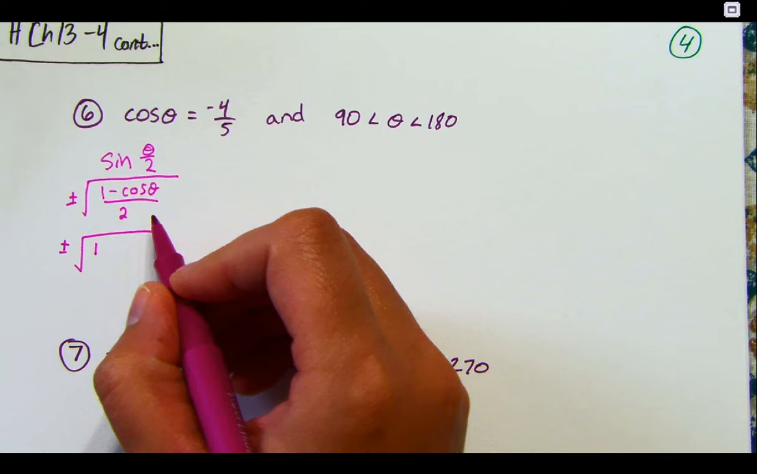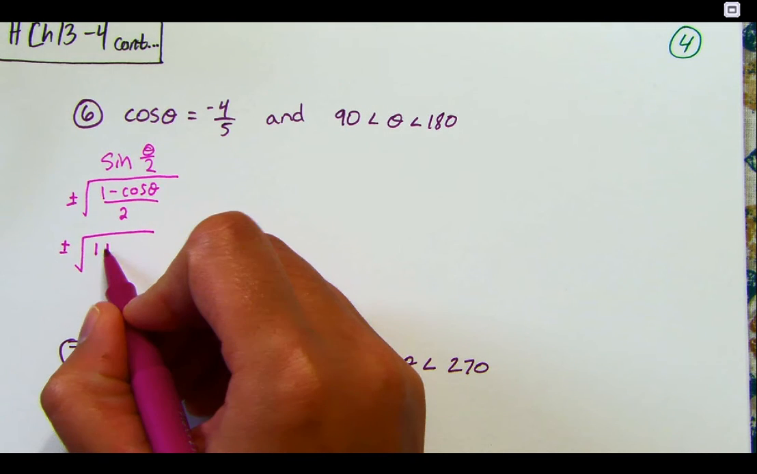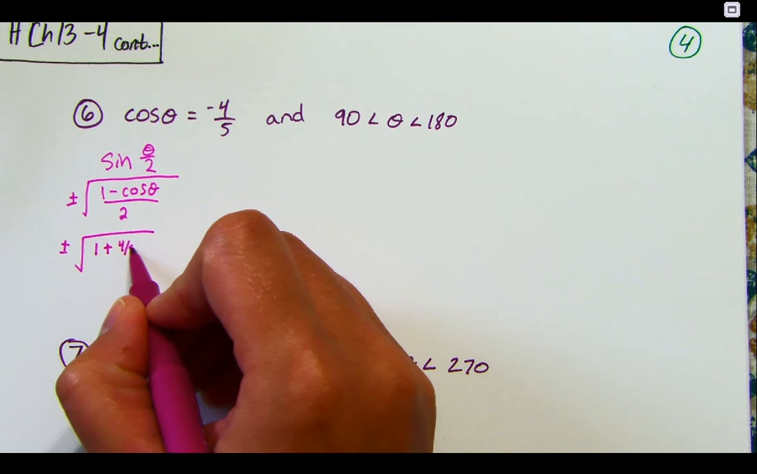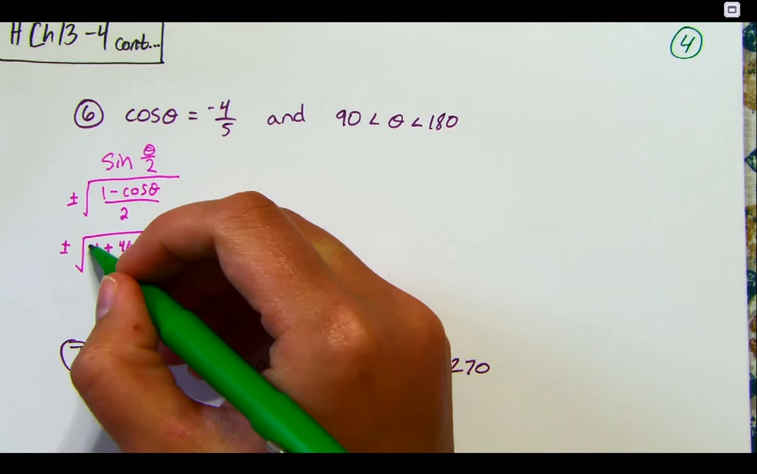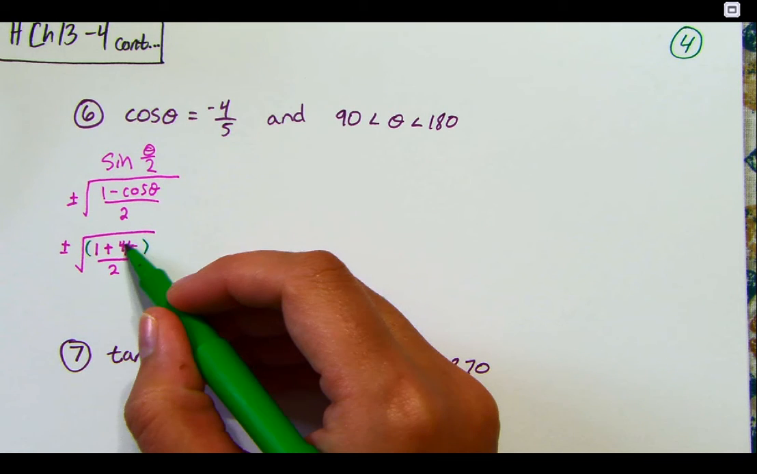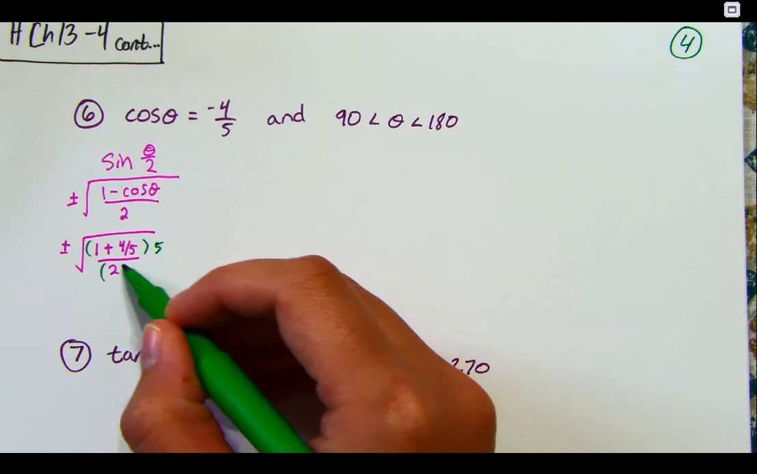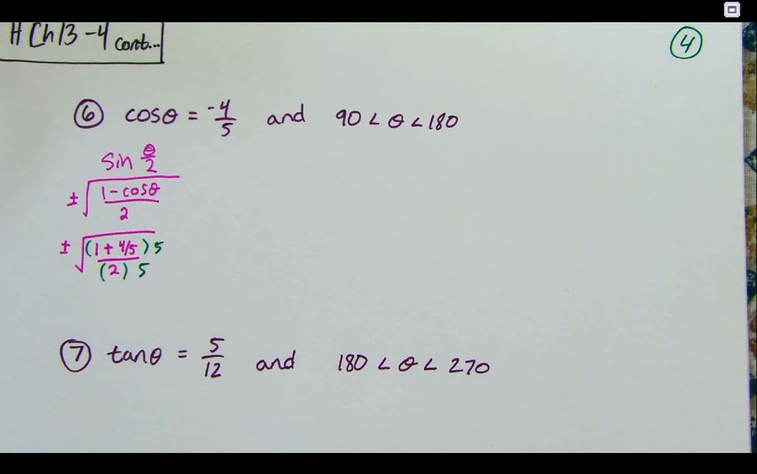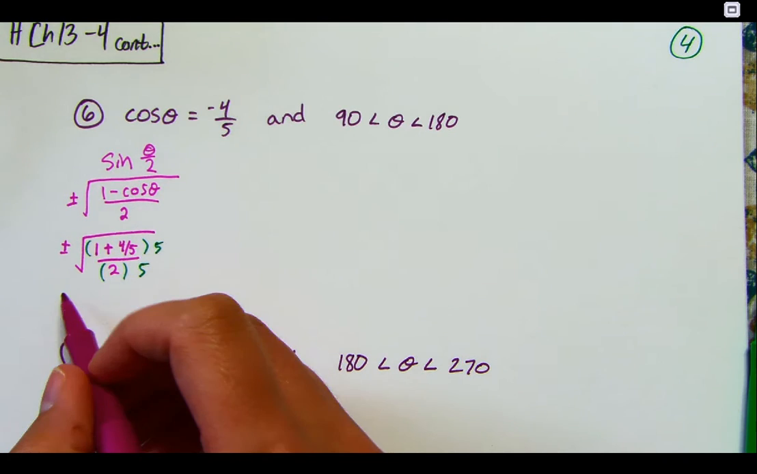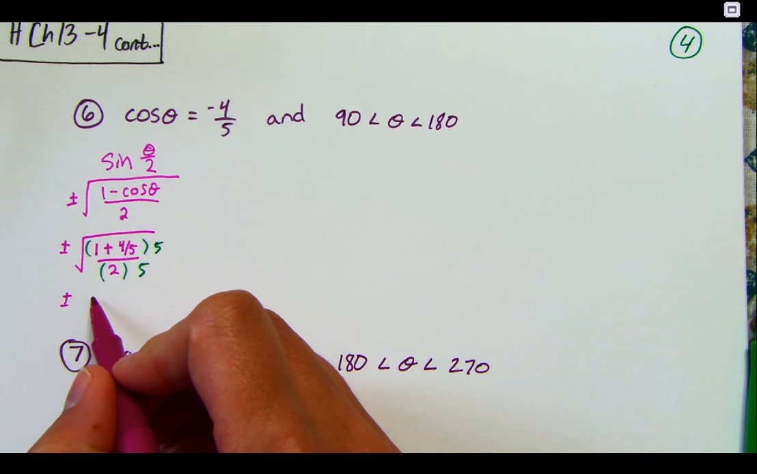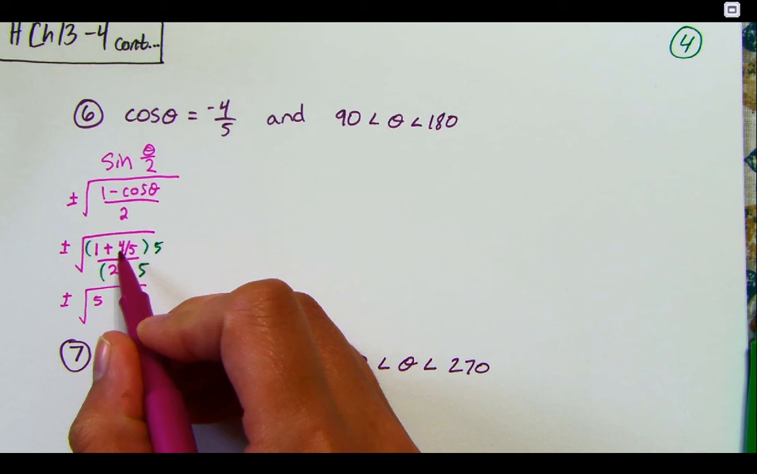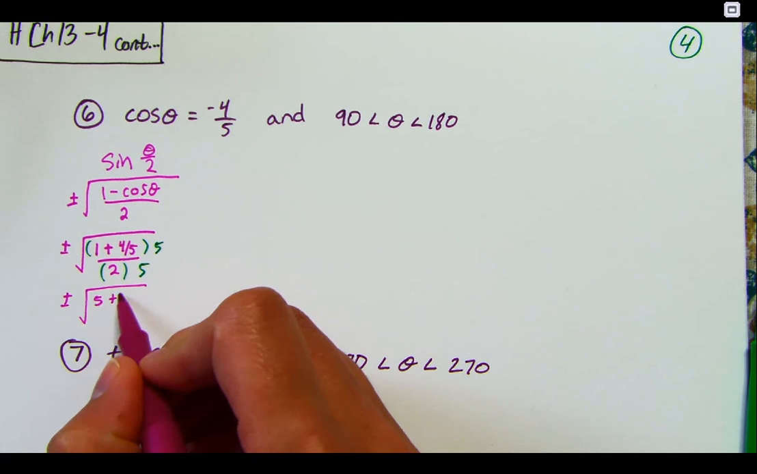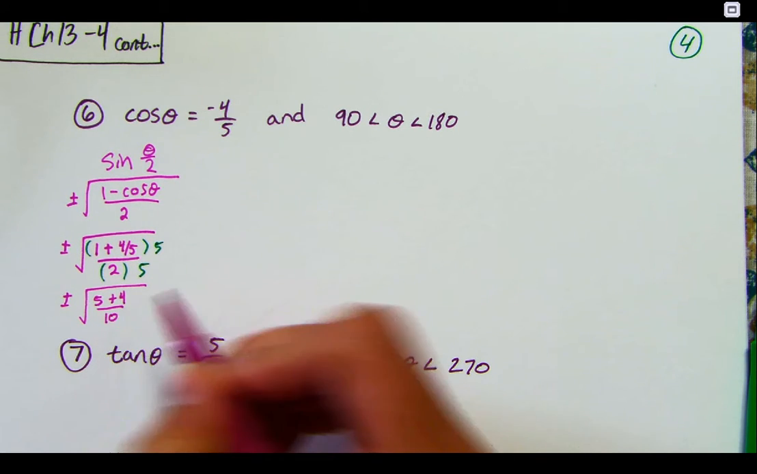And then I'm just plugging in what I know. So this will be 1, and then if I'm subtracting a negative, it turns it into a positive. And then to get rid of the fraction in the fraction, we're going to multiply the numerator by the denominator of this fraction, so by 5. And then we also have to do the same thing to the bottom. So that will leave us with the square root of 5, and then 4/5 times 5 is 4 over 10.